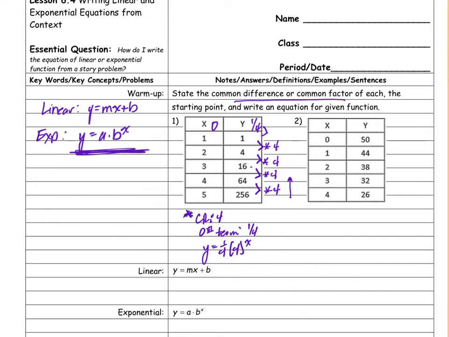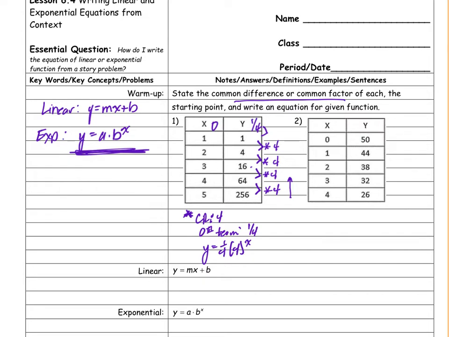The variable goes with the number that changes. So what's changing? Well, I'm adding 4 or multiplying by 4. That's what's changing: 4 times 1, 4 times 2, 4 times 3, or 4 plus 1, 4 plus 2, 4 plus 3, right? That's what's changing, so be careful of that part.